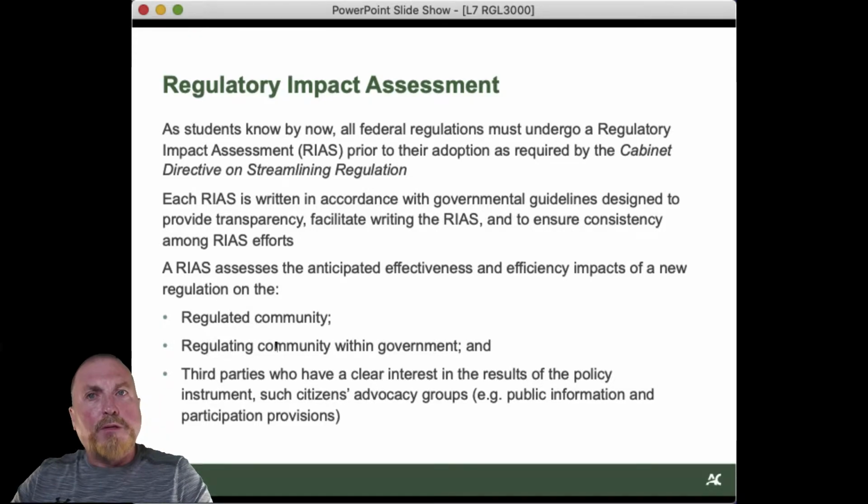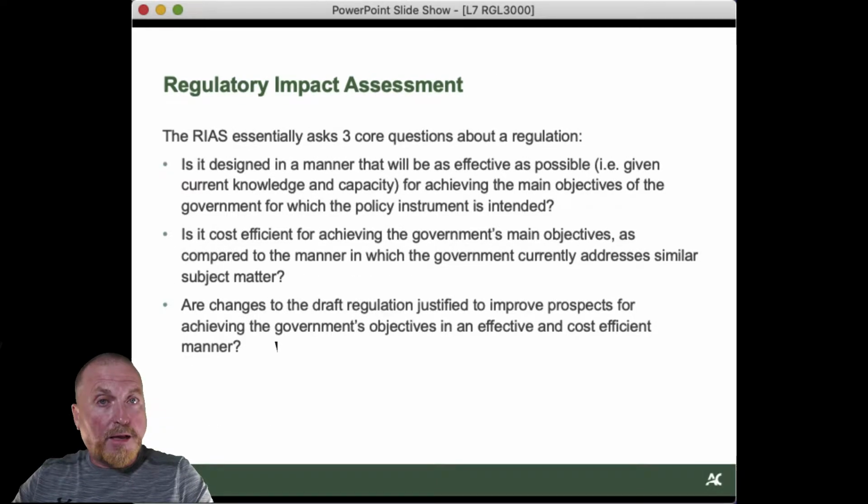It's important to remember, though, that a RIAS assesses the anticipated effectiveness and efficiency impacts of a new regulation on the regulated community, the regulating community within government, and third parties, all right? And don't forget your framework of costs and benefits, direct, indirect, intended, and unintended, as a way of conceptualizing. All right, that doesn't have to be laid out that way in your RIAS, but as a way of conceptualizing impacts on effectiveness and efficiency. Okay? The RIAS essentially asks 3 core questions that you have to reacquaint yourself with. Right?